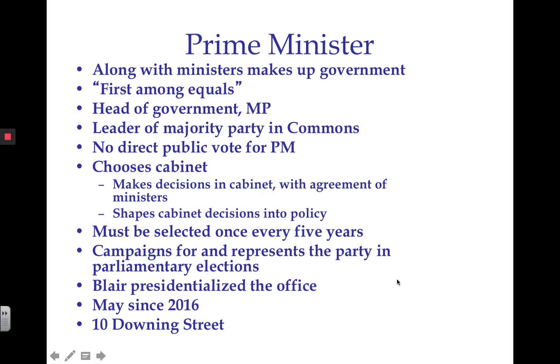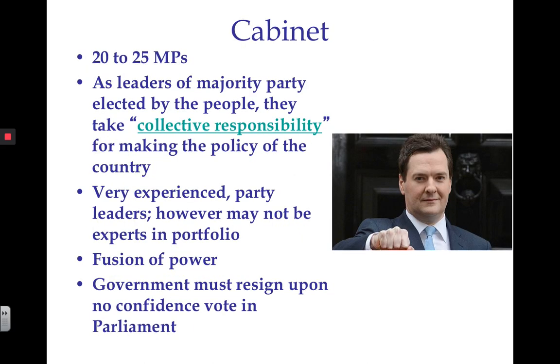The prime minister does campaign for and represent the majority party in the parliamentary elections, and everyone knows that, as does the leader of the opposition for their party. The prime minister has been, I think, more presidentialized since Tony Blair came to office in '97, and the prime minister's residence is number 10 Downing Street. The cabinet of the United Kingdom is made up of a couple of dozen MPs, generally speaking.